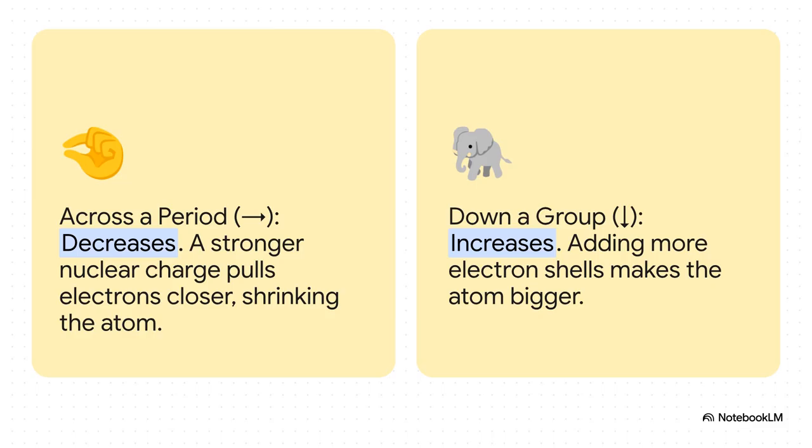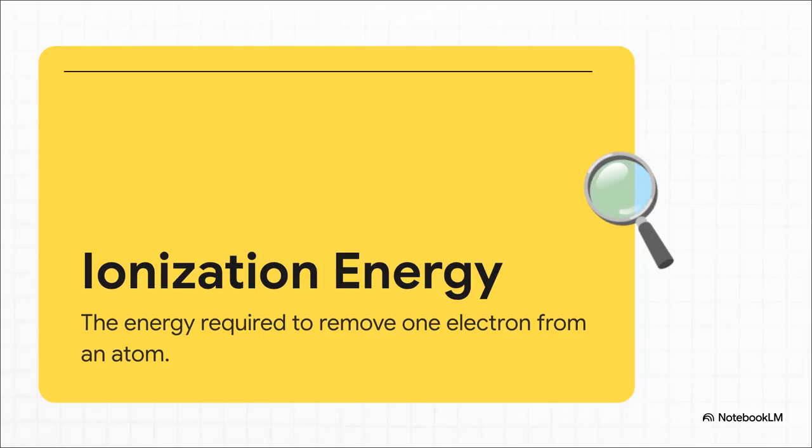But then, when you move down the map, you're just adding another layer to that onion. So, of course, the atom has to get bigger. See? It all makes perfect sense. Okay, next up, let's talk strength. We call this ionization energy.